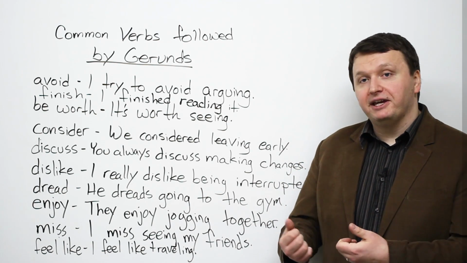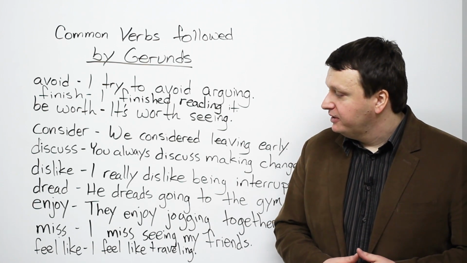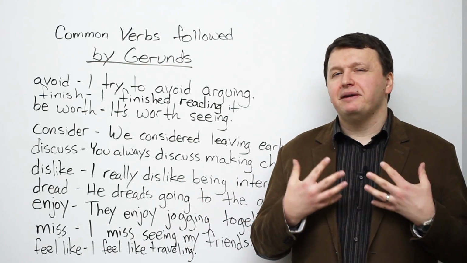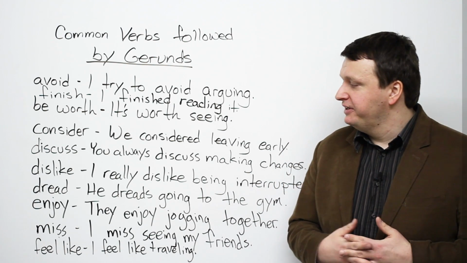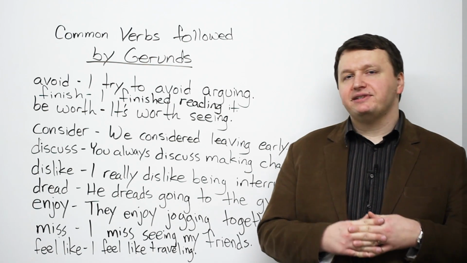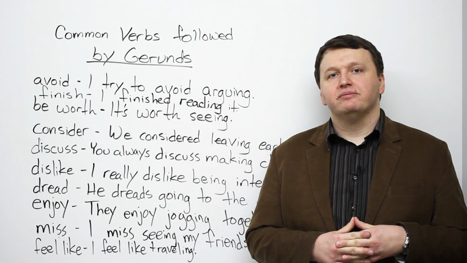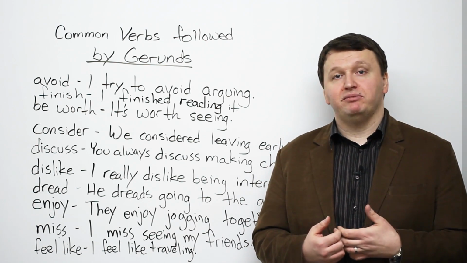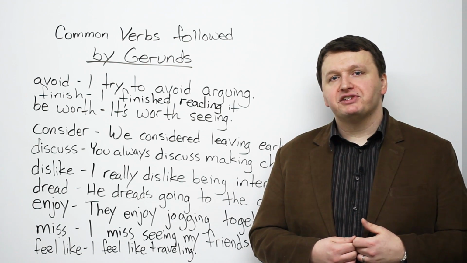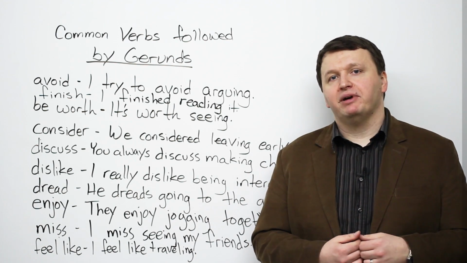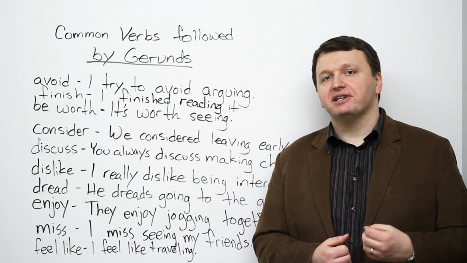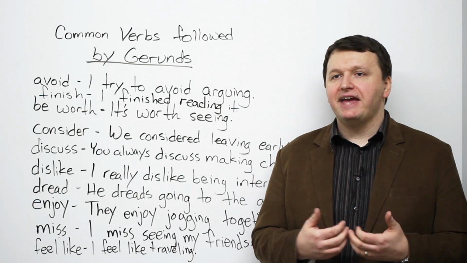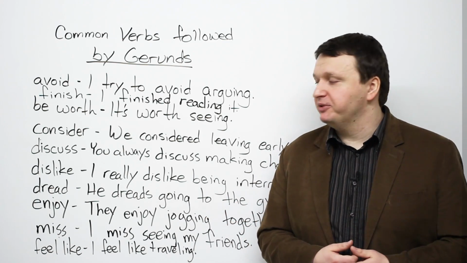Enjoy, very, very common verb, always followed by a gerund. They enjoy jogging together, for example. Miss, you don't say I miss to do something. You say I miss doing something. So for example, I miss seeing my friends. So if you are traveling somewhere and you're staying in a new country, maybe learning English, and I ask you, what do you miss about your home country? What do you miss about home? And you say, I miss seeing my friends. I miss hanging out with my family, for example.